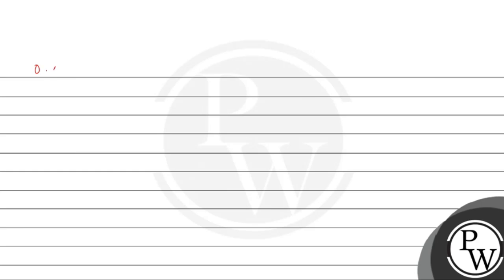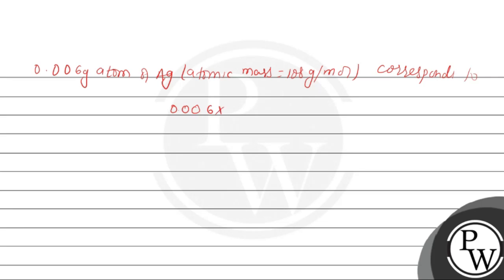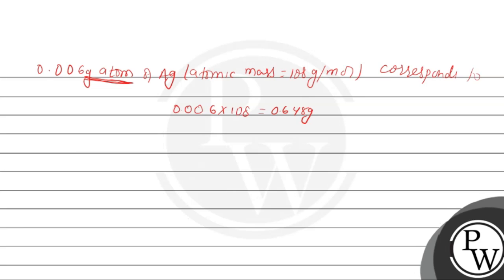Now 0.006 gram atom of Ag, whose atomic mass is equal to 108 gram per mole, corresponds to 0.006 into 108, which is equal to 0.648 gram, because 1 gram atom is equal to 1 mole.